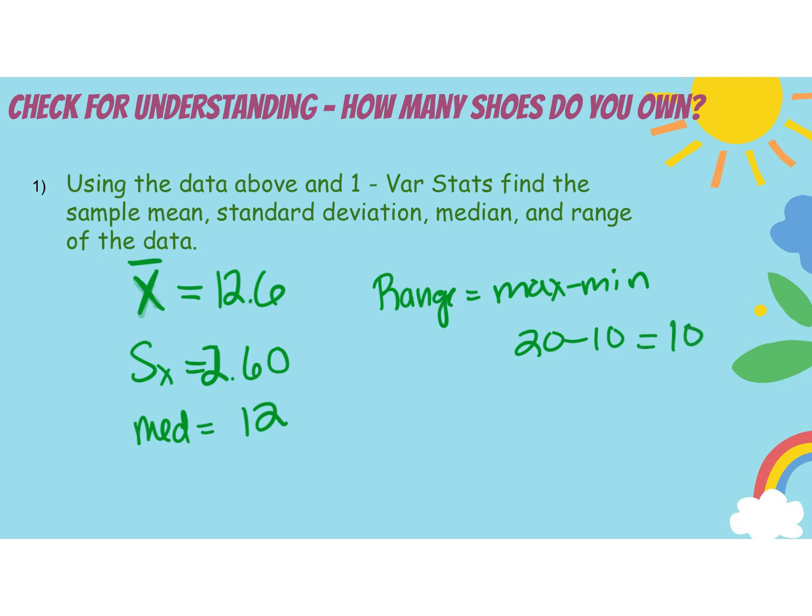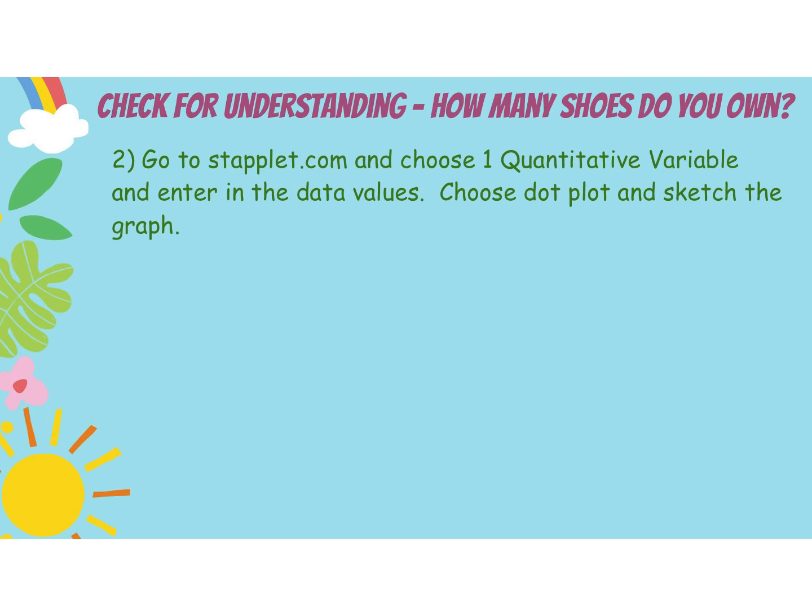Okay, awesome. We're going to keep on with that same data set from your packet, and we're going to go to a place called Stapplet.com. Choose one quantitative variable, and you're going to enter in the data values. It tells you on the website that you can either use commas or just spaces to enter in the data values. But go ahead, go to Stapplet.com, choose one quantitative variable, and enter in those data values. And make sure it's on dot plot, and you're going to sketch that graph below here. So take a minute to go do that and then come back to the video.